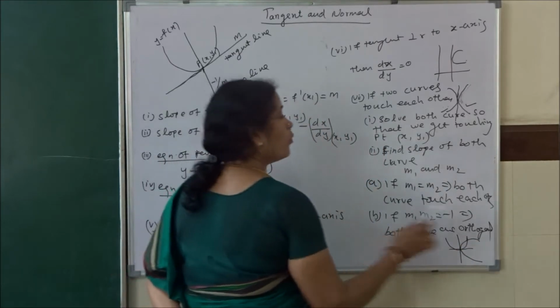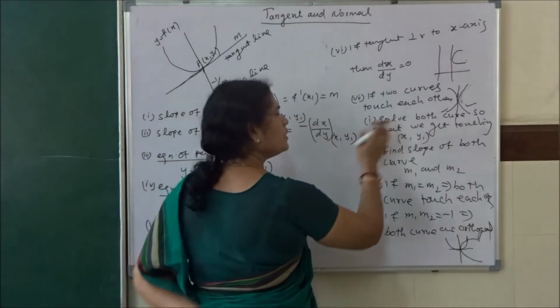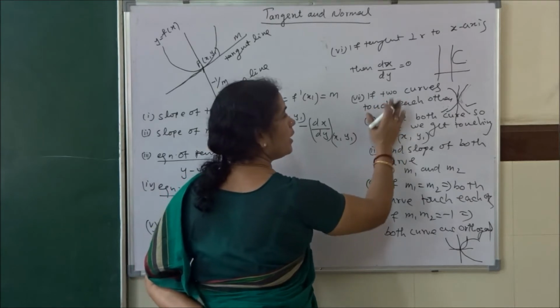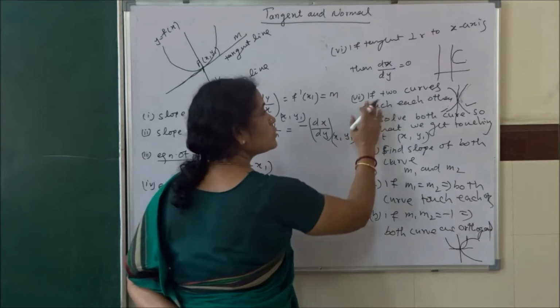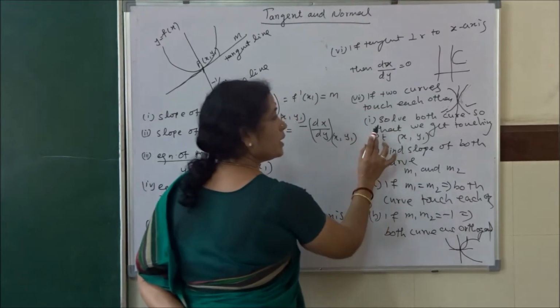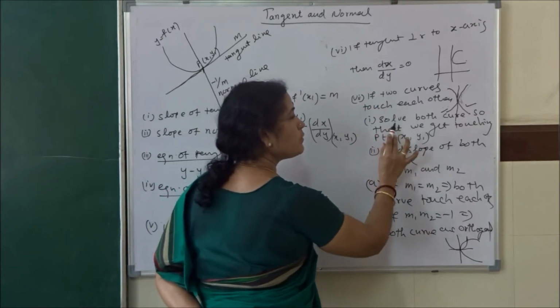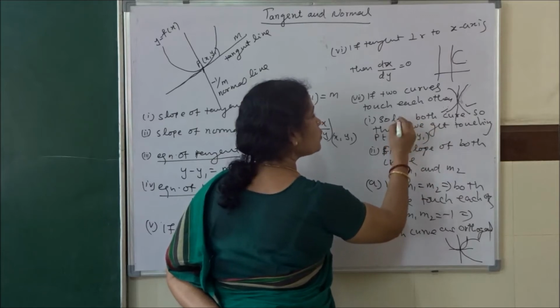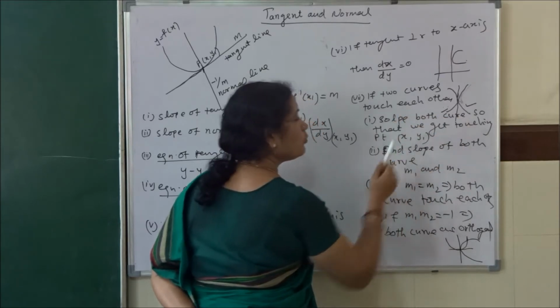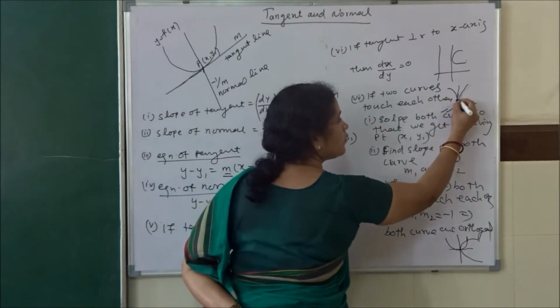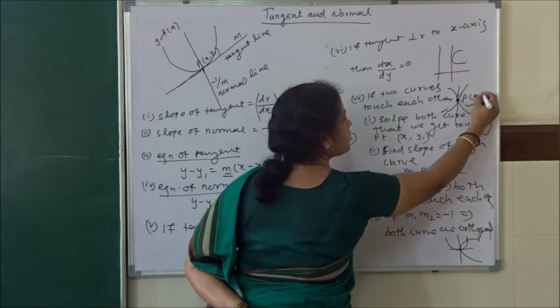See, what I told you, if two curves are given and they touch each other, that's what I am saying afterwards. So if two curves are given, the first step is to find the slope of both curves, so that we get a touching point, that is the intersecting point, P(x1, y1).